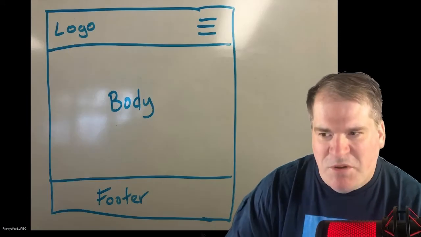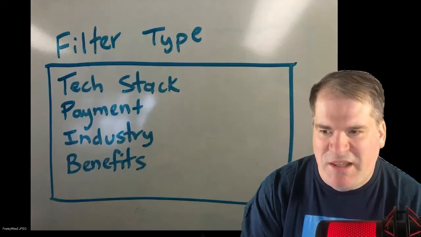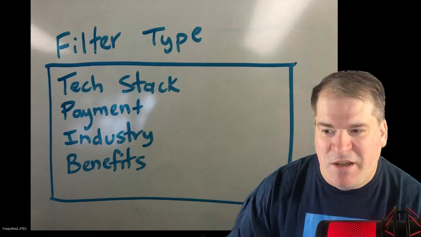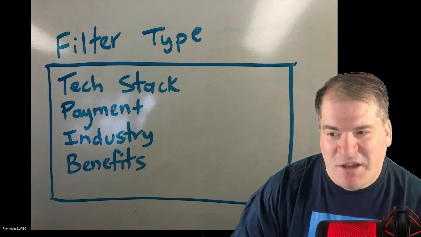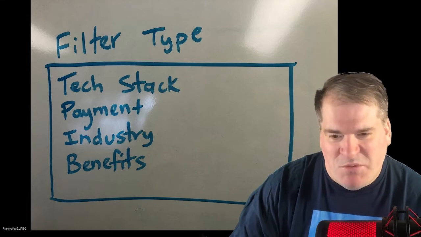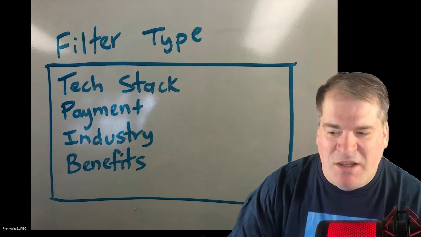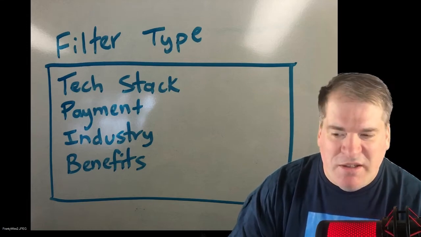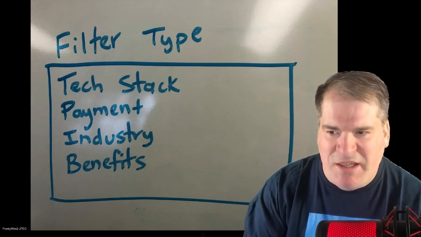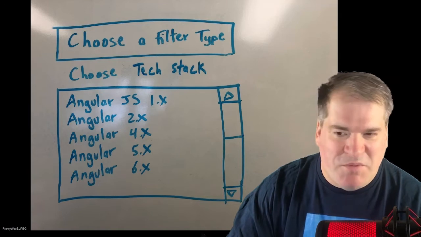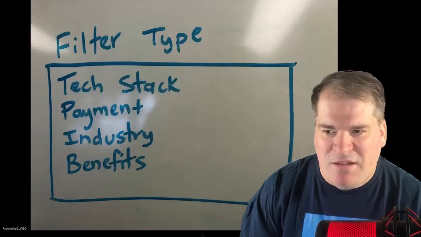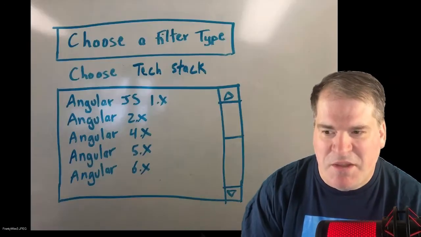In the body, when you first come to the web page, you'll see this menu for filter type, and it'll have 17 different filter types. I've just listed a couple: tech stack, payment, which is how much you get paid, industry, and benefits. Once you click on one of these, then you see a choose a filter type button, which is the menu compressed. If you click on that button, it takes you back to this. Either you see this or this.